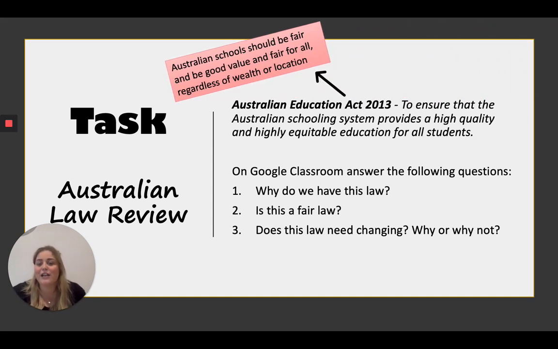Basically, it means that Australian schools should be fair and of good value for all, regardless of wealth or location. So everyone is entitled to an education, everyone is entitled to a good education, and it shouldn't depend on whether that person is really wealthy or not, and it should not depend on where they are located here in Australia.